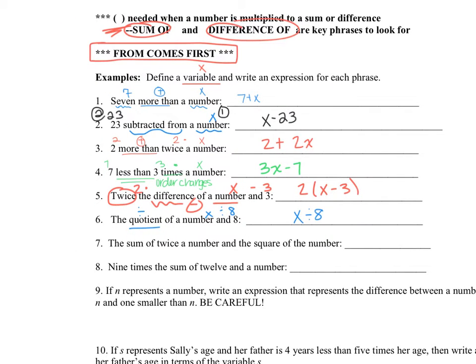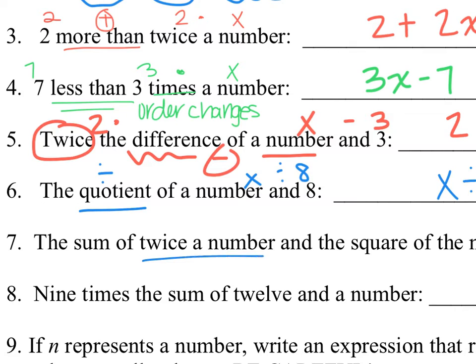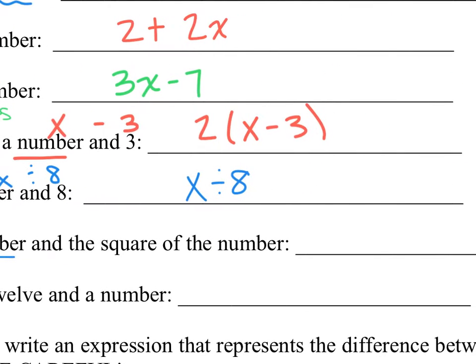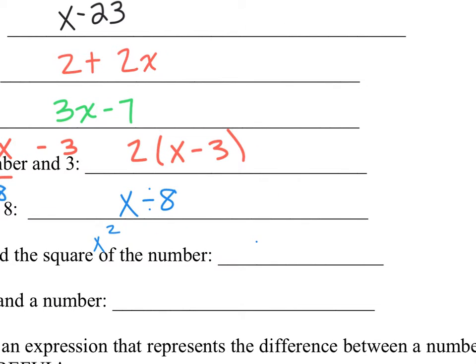The sum of twice a number and the square of the number. Well, you're not distributing anything to your sum, so you actually don't need to put parentheses around it. Twice a number is basically 2 times a number, so 2 times x or 2x. Sum is addition. The square of a number, we might not have necessarily said this before, but the square means I'm raising it to the second power. So x to the second, or x squared, or x to the power of 2. So I'm really doing 2x plus x squared. And that's your final answer.